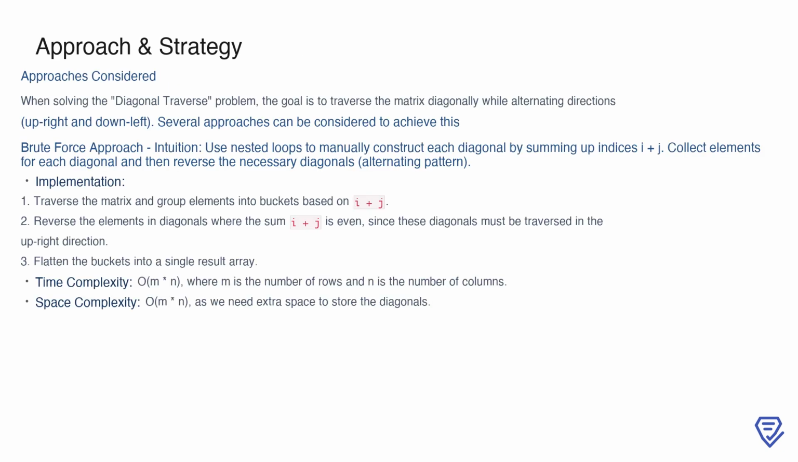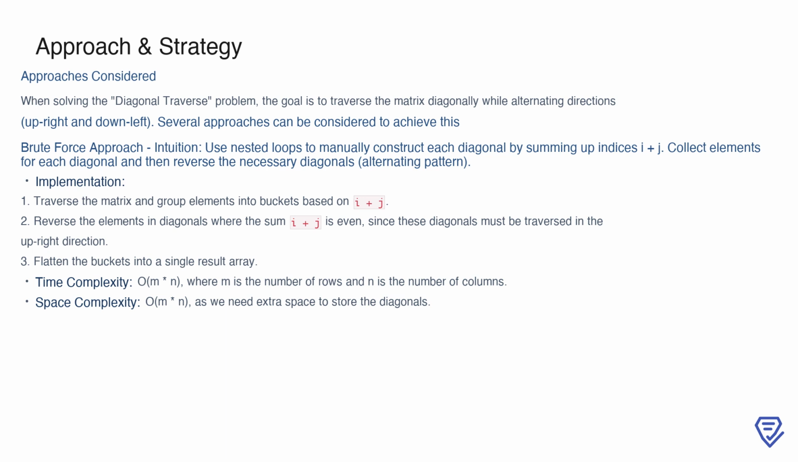When tackling the diagonal traverse problem, the main objective is to navigate through the matrix diagonally while alternating between up-right and down-left directions. One approach to achieve this is the brute force method. The intuition behind this method is to use the sum of the row and column indices, i plus j, to group elements belonging to the same diagonal. By traversing the matrix and grouping elements into these buckets, we can collect all the diagonals. For diagonals where the sum of i plus j is even, the direction is up-right, so we reverse those diagonals to follow the problem's requirements. Finally, we flatten all the buckets into a single result array.